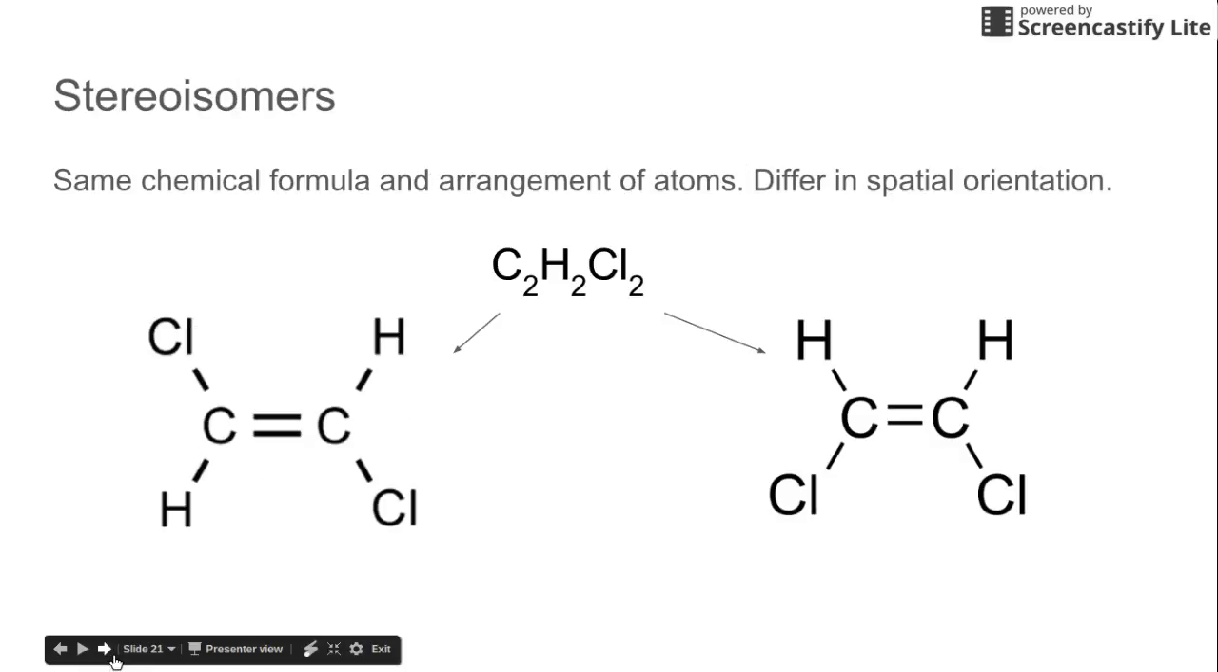Okay, let's look at stereoisomers. These have the same chemical formula and the same arrangement of the atoms, but they differ in spatial orientation. So if I look at, so these would be dichloroethene. If we look at these, we've got carbon double bonded to carbon, and then we have 2 chlorines and 2 hydrogens, one of each off of each of those carbons.